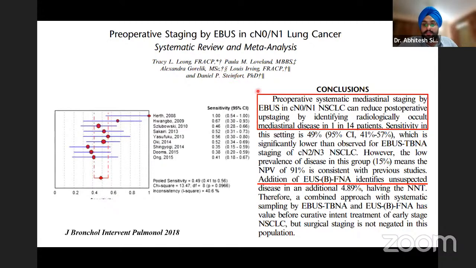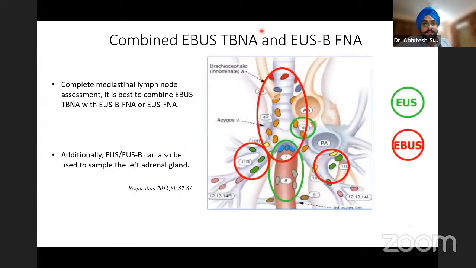This was another meta-analysis which showed that in only around 5% of patients, 4.89%, the disease was upstaged. So whether these 5% of patients warrant EBUS in N0, N1 lung cancer patients is still controversial. Combined EBUS EUS, as I have previously said, is better than EBUS alone because we are able to sample the lower mediastinal station 7 and station 8 nodes in addition to the paratracheal and parabronchial nodes.